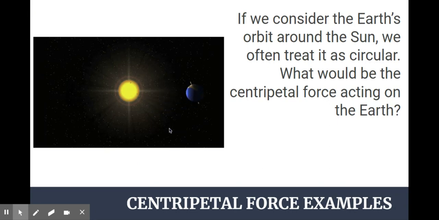All right, here's a new situation. Consider the Earth's orbit around the sun. We can assume that it's a circular motion. What would be the centripetal force that's acting on the Earth? Well, if you stop to think about it, the force that's causing the Earth to go around the sun is the sun's force of gravity. And no matter where the Earth is in its orbit, that force is always directed back towards the sun, or the center of the circle. Therefore, the centripetal force would be gravity. Gravity is the centripetal force.